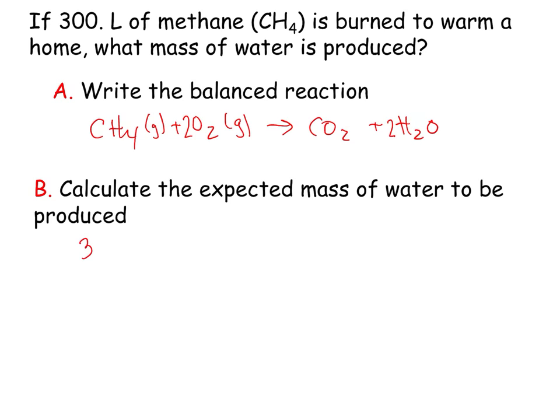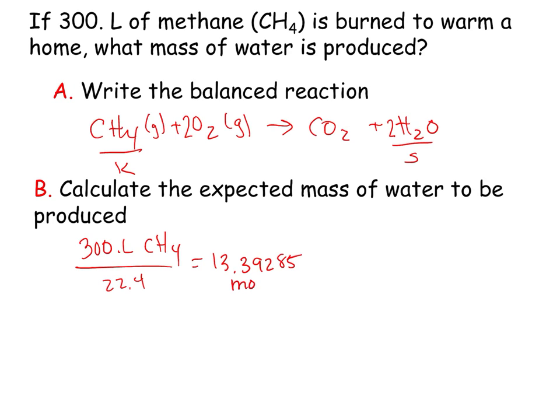Okay, so we started with 300 liters of methane, so that's our know. And this is what we're looking for, our seek. So we need to go from liters to grams, mass. So I'm going to divide by 22.4. And 300 divided by 22.4, I'm going to get 13.39, whatever. This is going to be moles of methane. Now, I seek water. I know methane. So there it is, times 2. 26.78, whatever. And this is moles of water.